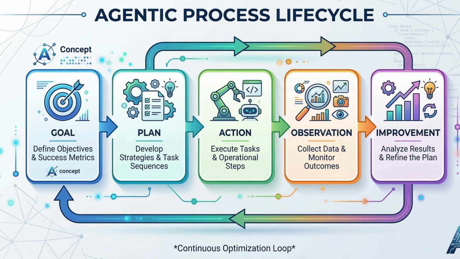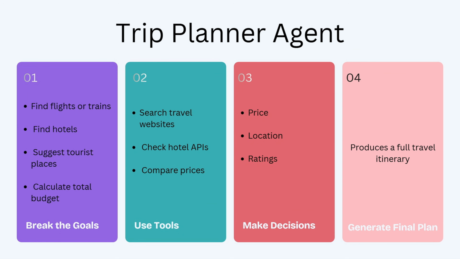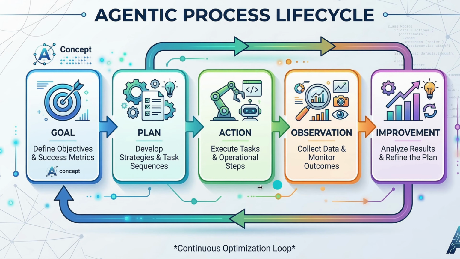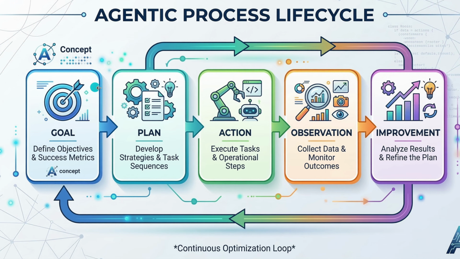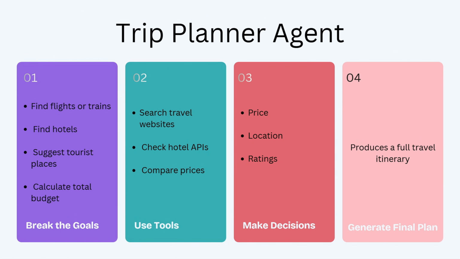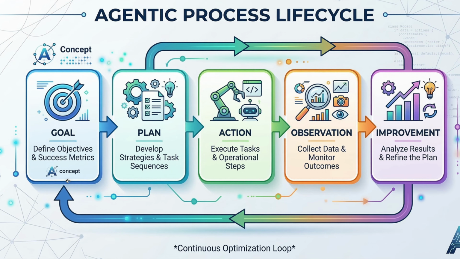I will explain this with an example, a trip planner agent, because going directly into these concepts can be a bit boring. Getting into the goals, we have to define the objectives. For example, these are the objectives: finding flights, finding hotels, suggesting tourist places, calculating the total budget. These are the objectives we have to reach, and we can define those objectives in the goal.